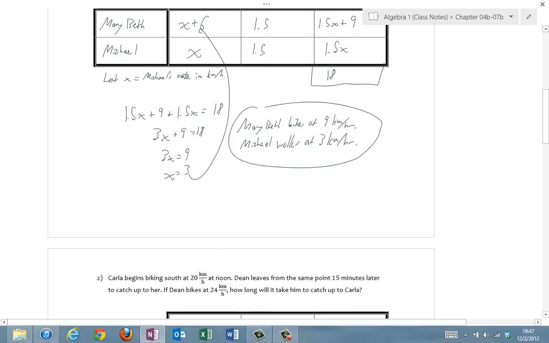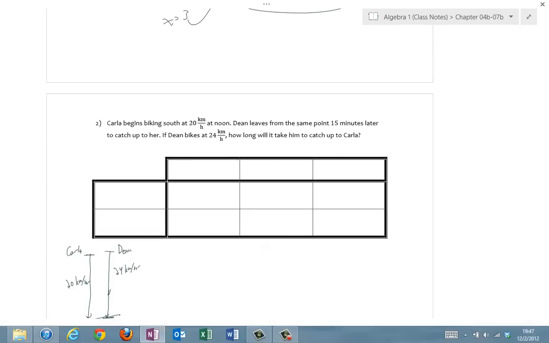Let's go back down to here. Let's start filling in our chart. We have Carla and Dean. Rate in kilometers per hour times time in hours. Let's make that just an H. Equals distance in kilometers. Rate times time equals distance.